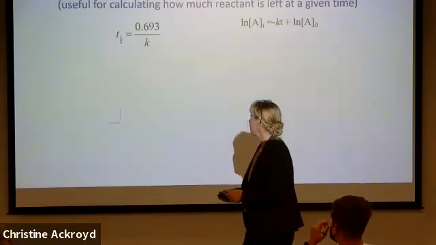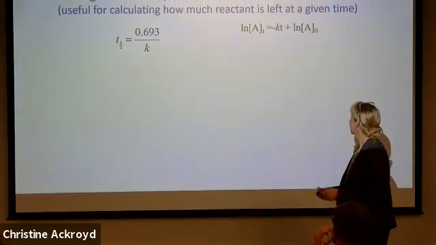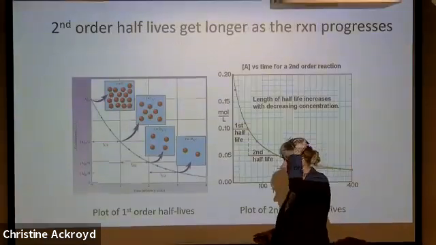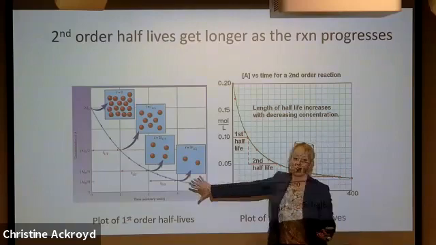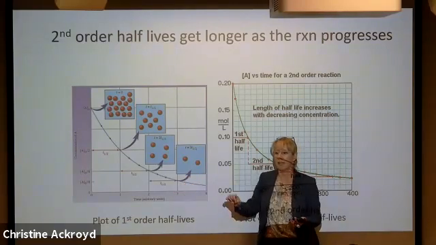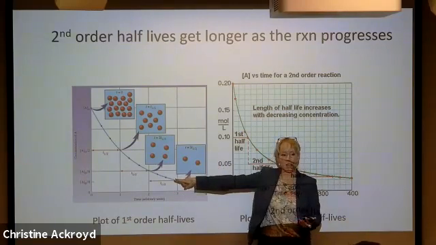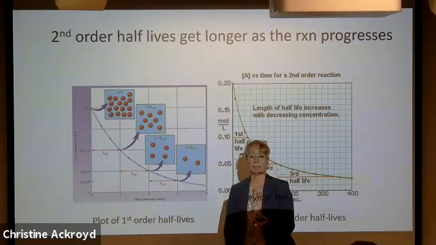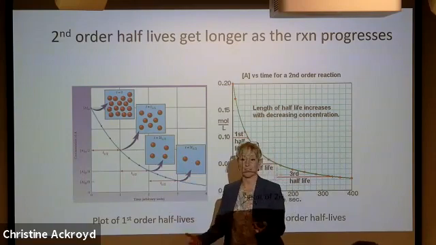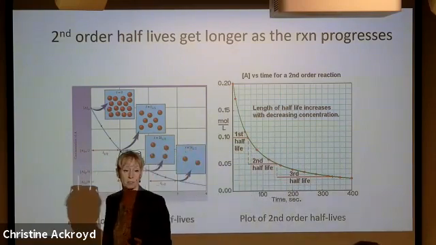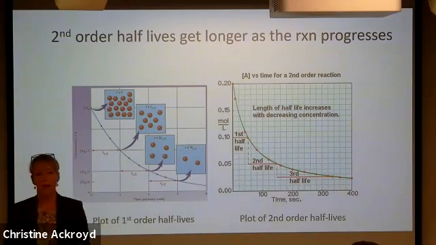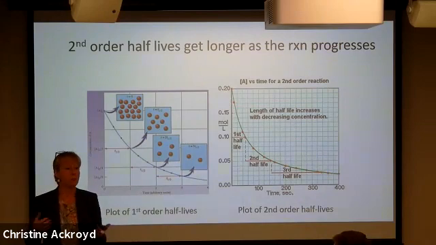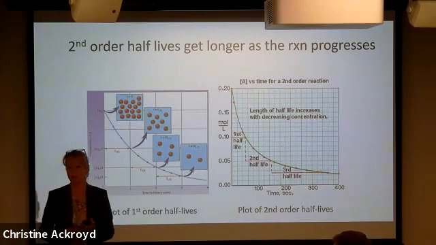Now, let's go back to the first order one. Since all the half-lives are the same length, right? Can we predict how much material is left? So if I said, I start with 100 molecules. Why don't we make it 200 molecules? Suppose we start with 200 molecules, right? How many molecules do I have left after 4 half-lives?